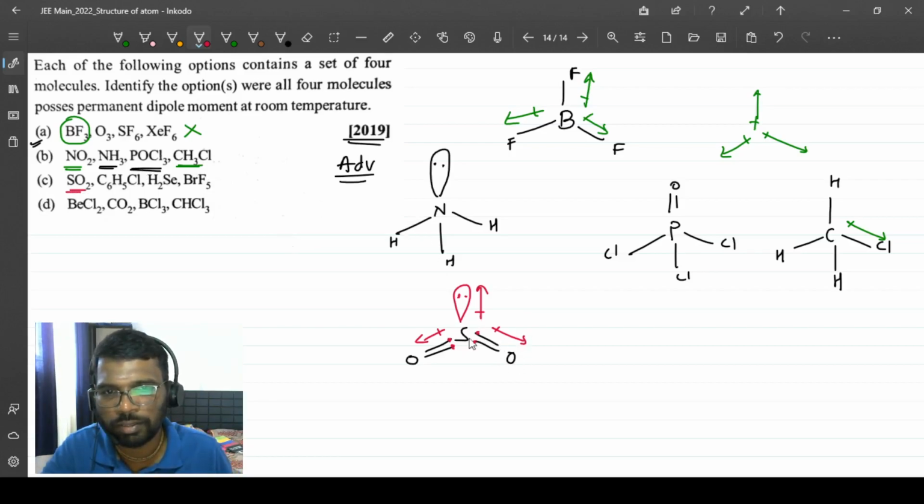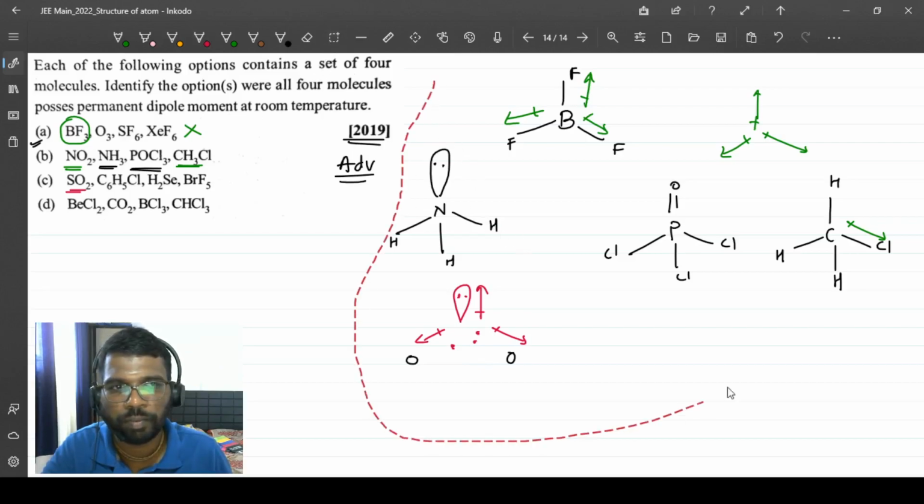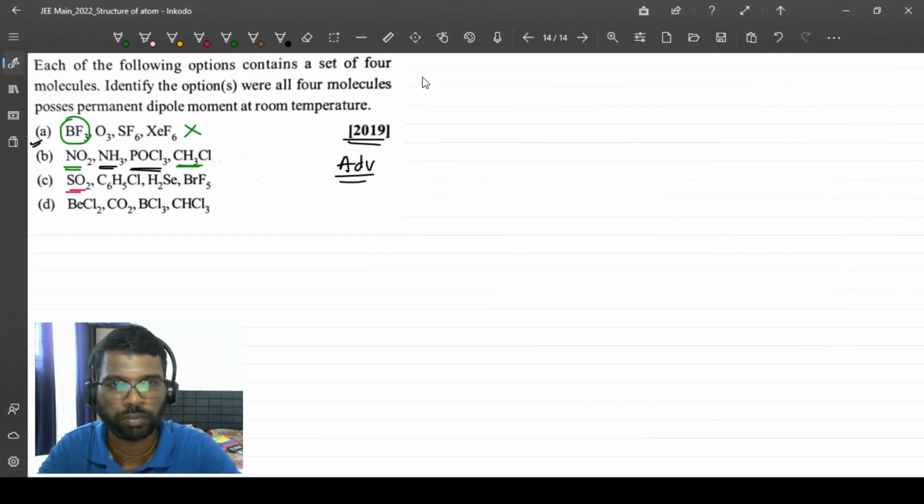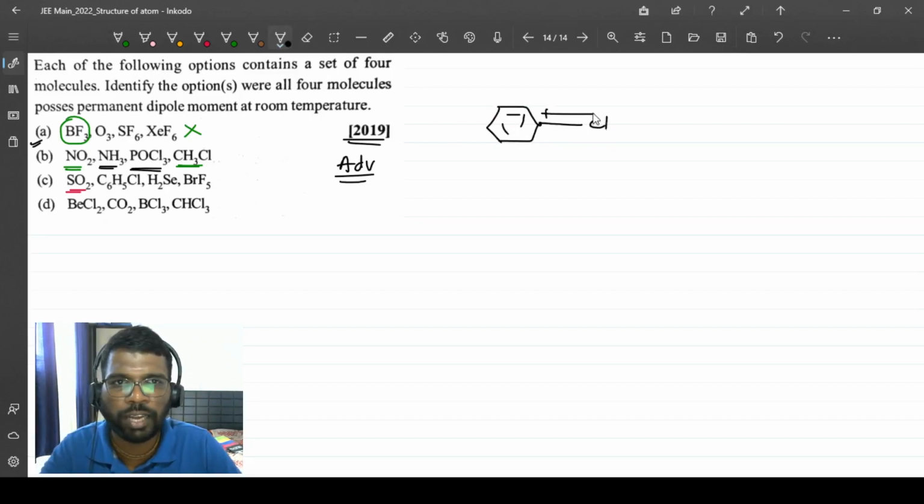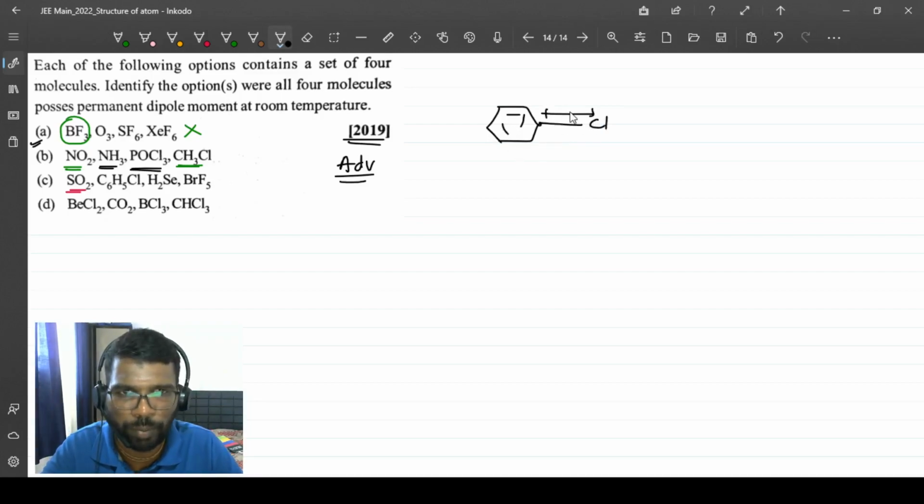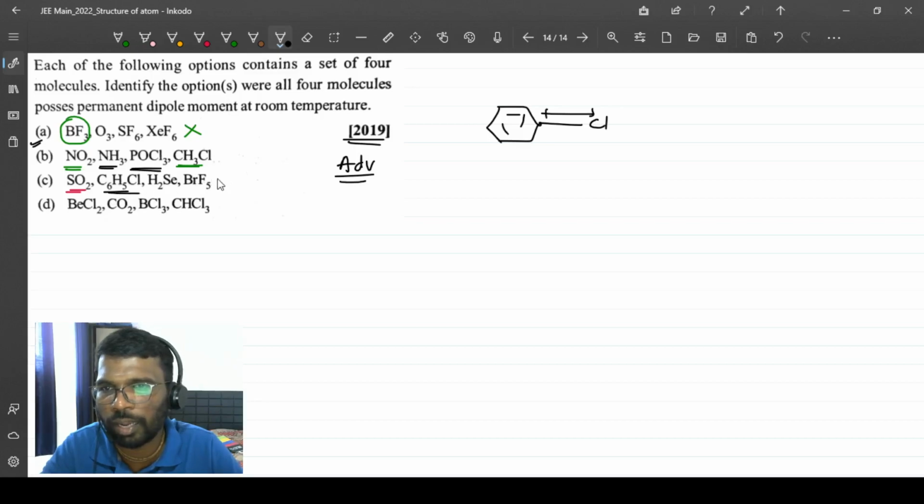C6H5Cl. Okay, C6H5Cl means this is benzene, and this is Cl, right? So there will be some polarity. There is no other dipole to cancel this. So this will also have a permanent dipole moment.